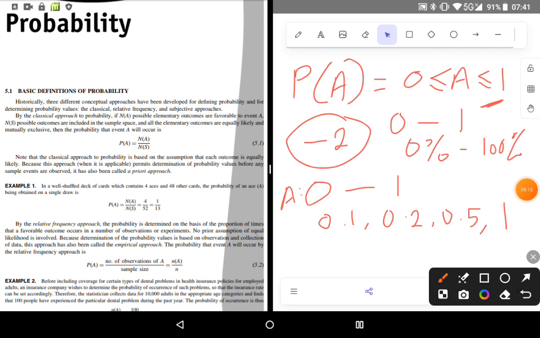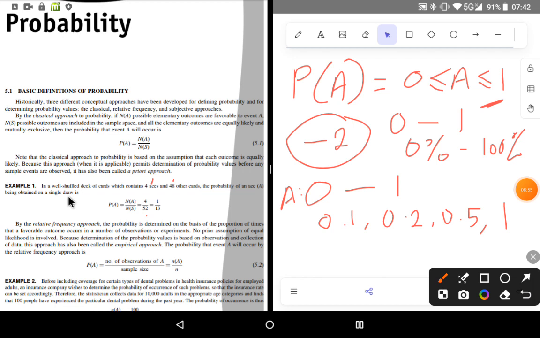So our value still falls between this percentage. Now let's look at this example 1, what it says. It says, in a well shuffled deck of cards which contain 4 aces and 48 other cards. So here we have how many cards in total? We have 4 here and we have 48 here, which means we have 52 in total. So the probability of an ace being obtained on a single draw is, so now here I have to first know how many cards are there.